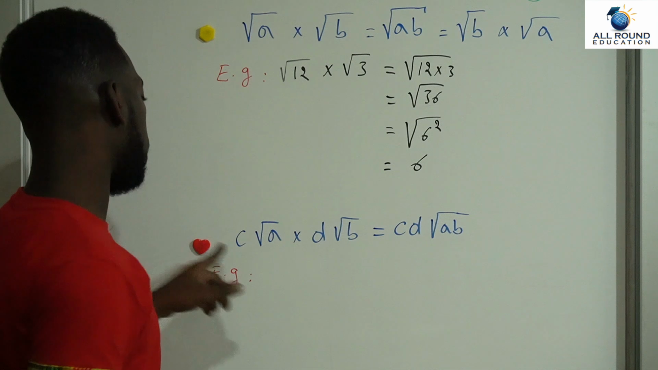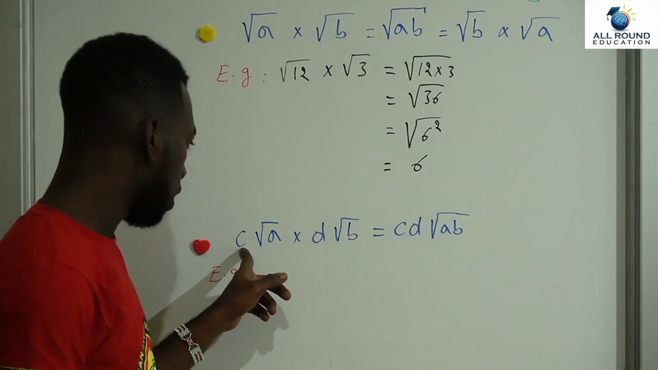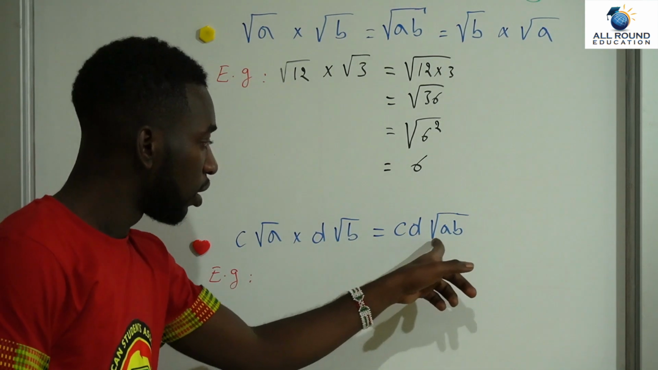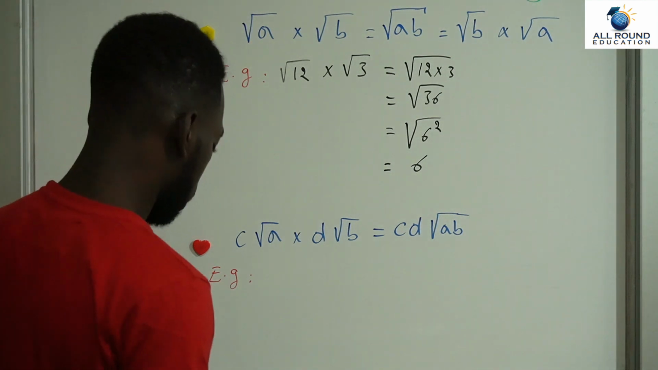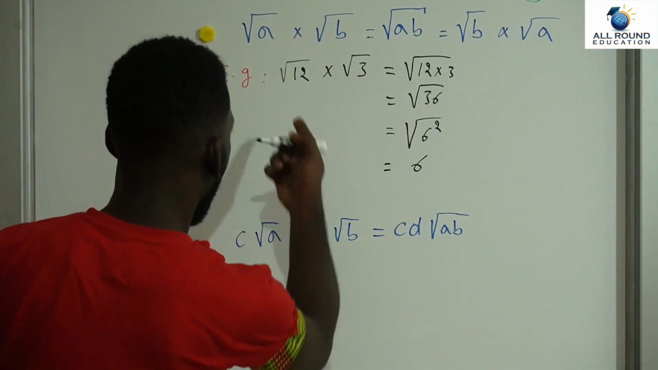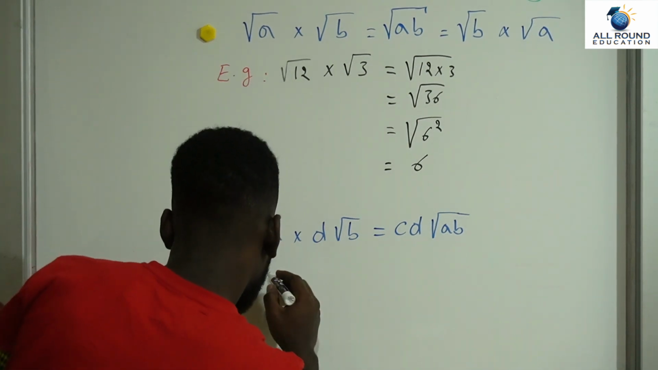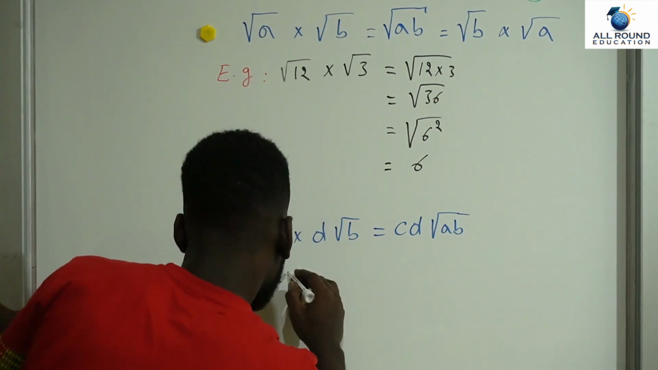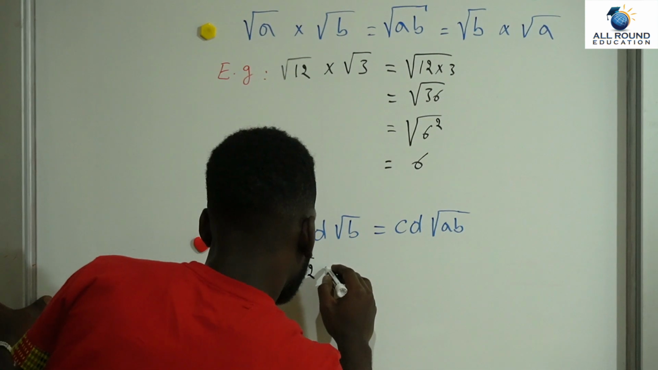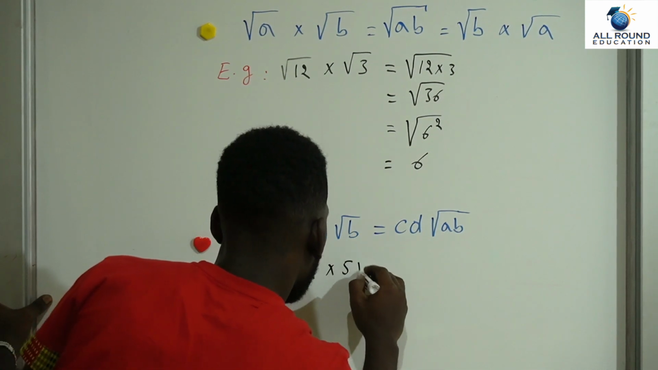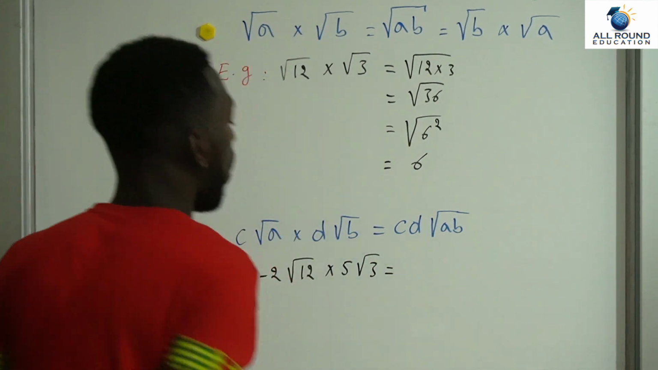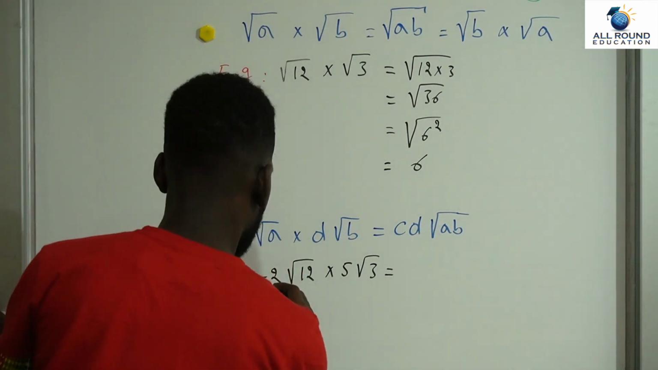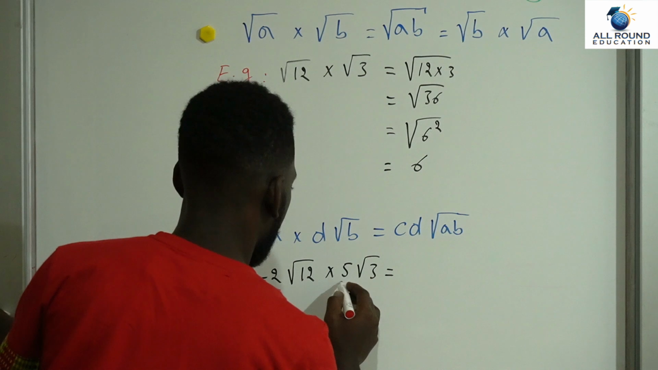The extended version is when you have c square root of a times d square root of b equals cd times the square root of a times b, right? So let's say we use the same numbers for a, but this time we have negative 2 square root of 12 times 5 square root of 3. So this is our c and this is our d.